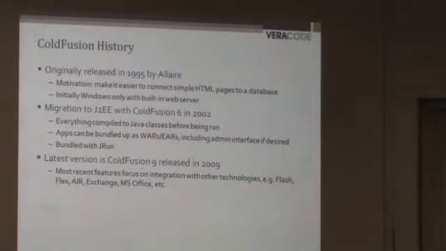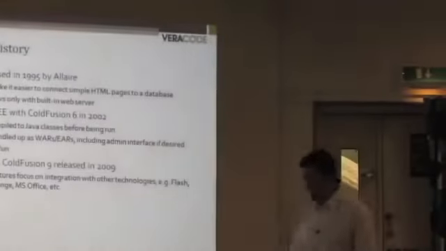Everything gets compiled to Java classes essentially at runtime or prior to runtime. And Allaire, actually, it was Macromedia that had acquired them by this point. They were bundling JRun, which is a J2EE server that they produced. And then since 2002, ColdFusion is now up to version 9. Most of the recent versions focused on adding integration with other technologies, a lot of the Adobe technologies that you can see up there, as well as some of the Microsoft technologies. So it's been focused on the interaction, the interoperability between ColdFusion and those other pieces.